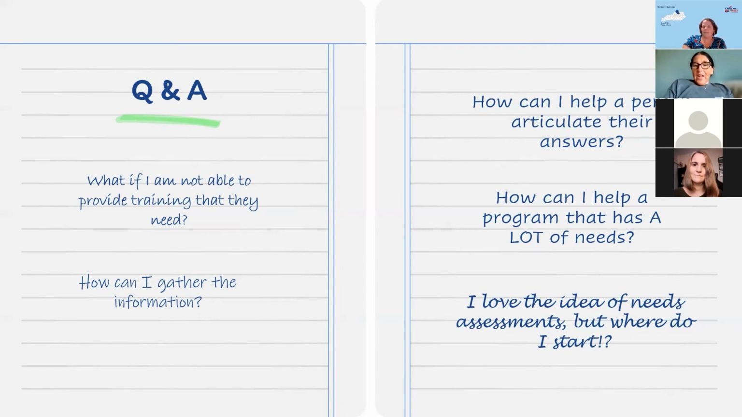Okay, the next question is, how can I help a person articulate their answers? I don't know specifically who asked it. I think it came about from someone not being able to articulate their answer. It's about getting them to say what it is they really need, instead of beating around the bush, and being more direct and specific about what is needed. I feel like that was a very good example of not being able to articulate an answer. There you go.